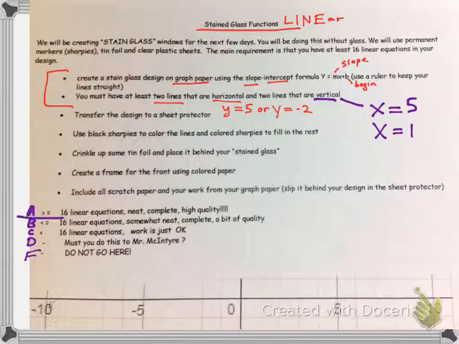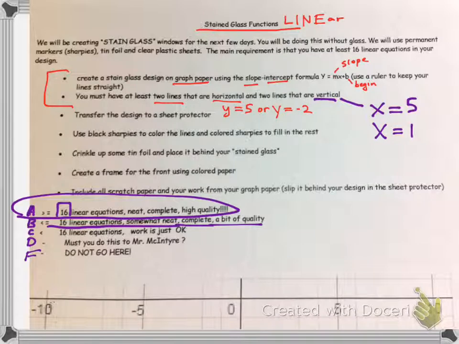And then if you want an A, you've got to have 16 linear equations on here. 16 if you want an A. If you want a B, you have less than 16, and it's somewhat neat, complete, a bit of quality. But anyway, you're going to do 16. So that means you need 12 y equals mx plus b equations. You make them up at random, or if you want to make a design that looks like something. That's tricky, but you can do it.